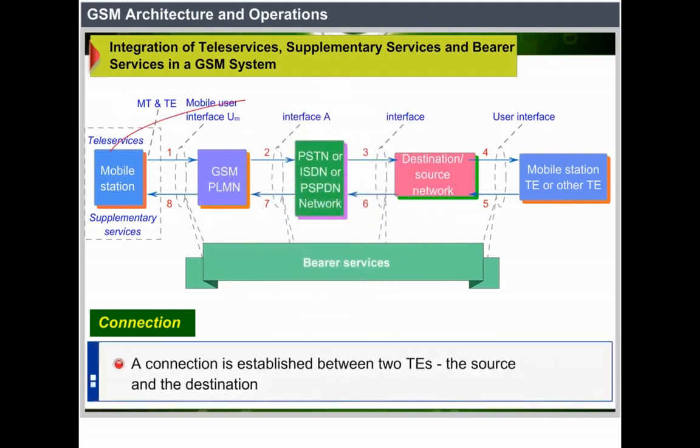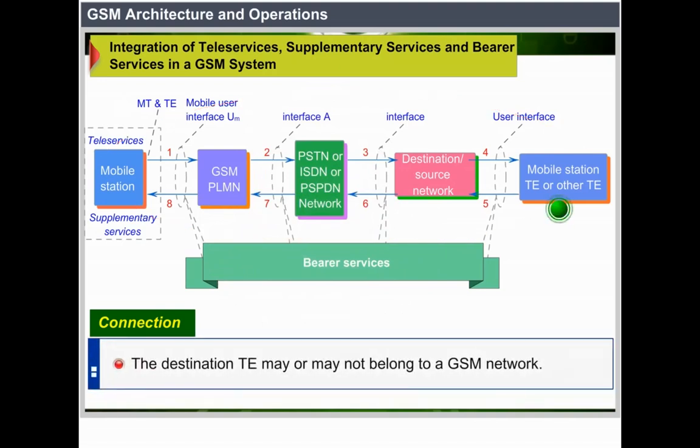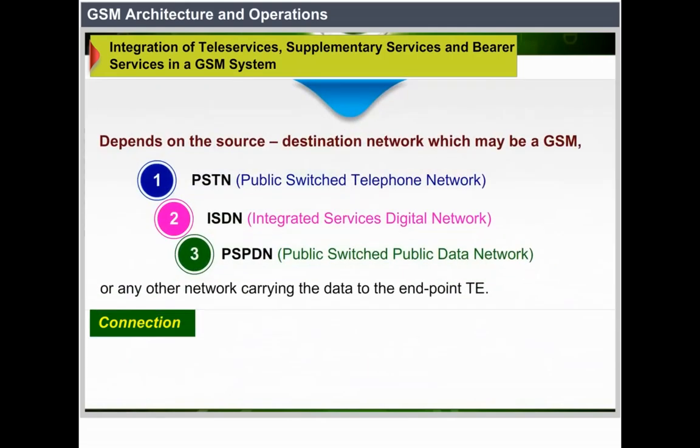A connection is established between two TEs, the source and the destination. The destination TE may or may not belong to a GSM network. Depending on the source and destination network, which may be a GSM, PSTN (Public Switched Telephone Network), ISDN (Integrated Services Digital Network), PSPDN (Packet Switched Public Data Network), or any other network carrying the data to the endpoint TE.